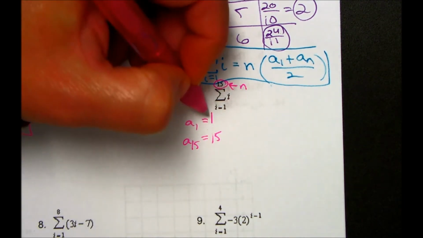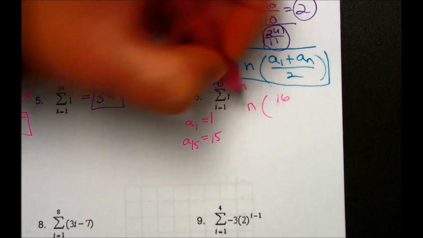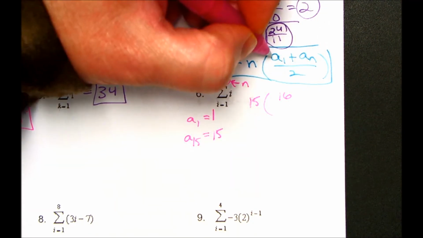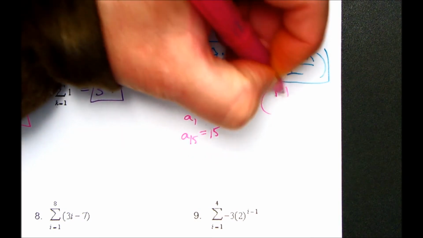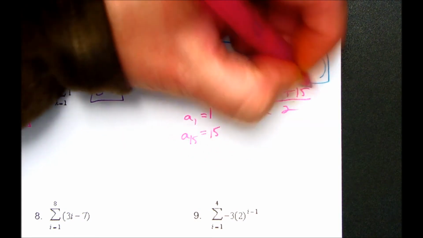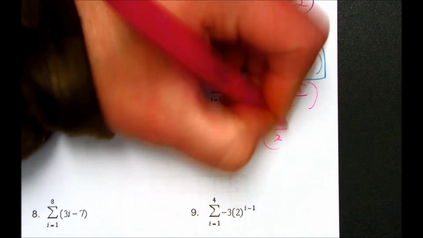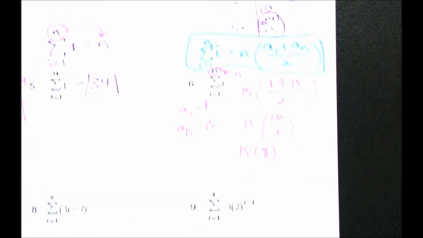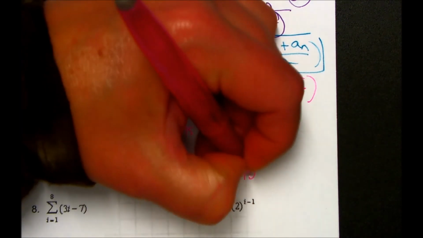And then you add that together, divide by 2. So you have 16. Oops, I forgot n. I can substitute n is 15. So when I add my 1 and 15 together, I probably should go back here and say 1 plus 15 divided by 2. So I get 1 plus 15 is 16 divided by 2 is going to be 15 times 8, and 15 times 8 is 120.